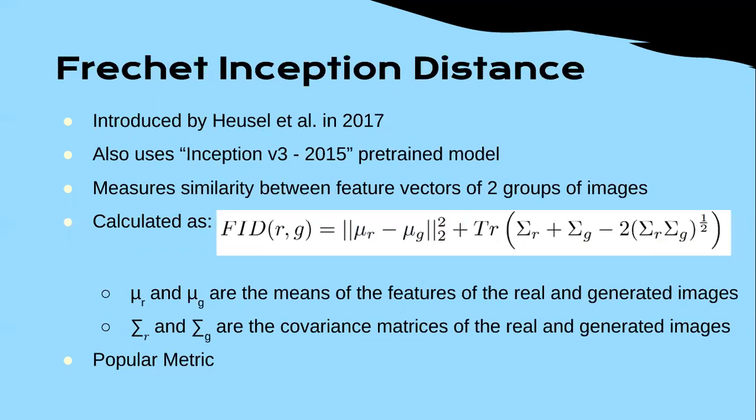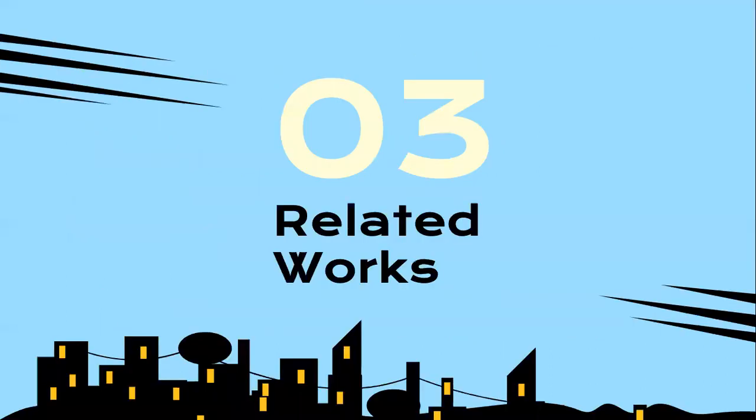Similarly, the Frechet Inception Distance also uses the same pre-trained model, Inception version 3, and the FID was introduced by Heusel and others in 2017. It is also another popular metric that measures similarity between feature vectors of two groups of images, real and generated. Now Adham will walk you through the related works.